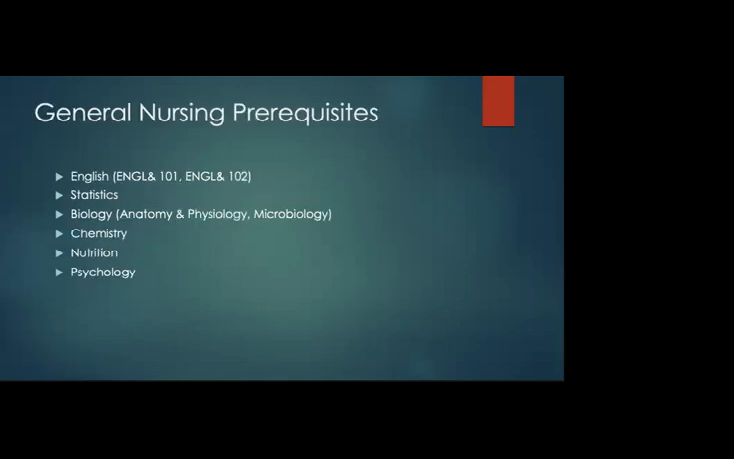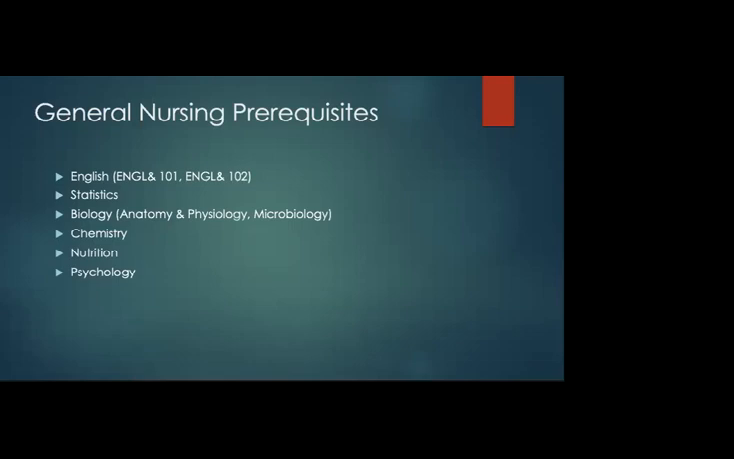So here are some of the general nursing prerequisites to look out for. You will need to take English classes, which include English 101 and English 102, statistics, biology, which includes anatomy and physiology and microbiology, chemistry, nutrition, and psychology. A few things to keep in mind about prerequisites is that they do vary slightly from school to school, but most will include these classes here.